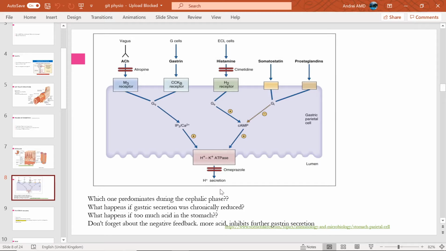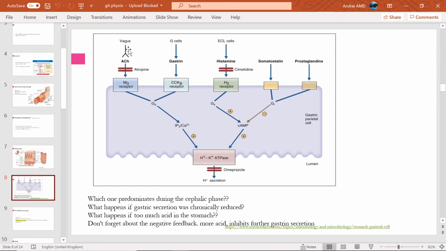Okay, so then we should talk about what stimulates this H plus secretion. So, okay, we can go from here. Vagal stimulation just means when you're in a parasympathetic tone, so when you're relaxing maybe, or when you have food in front of you, you get hungry. This vagus nerve releases acetylcholine at the end of the nerve, and this acetylcholine binds to the M3 receptor.